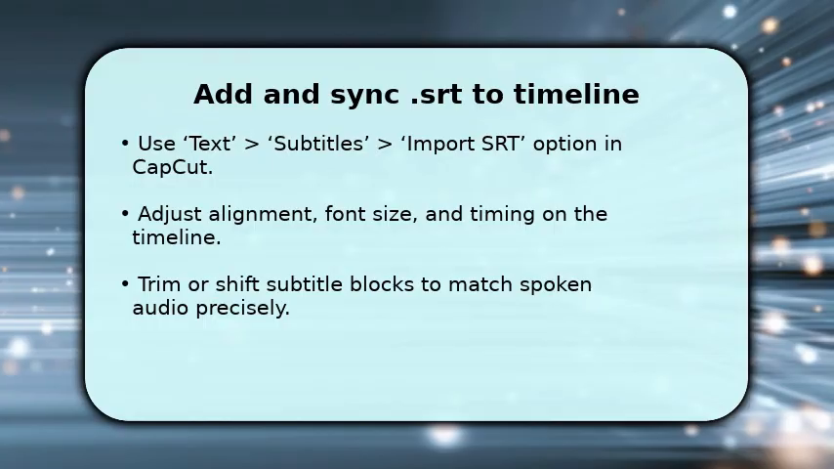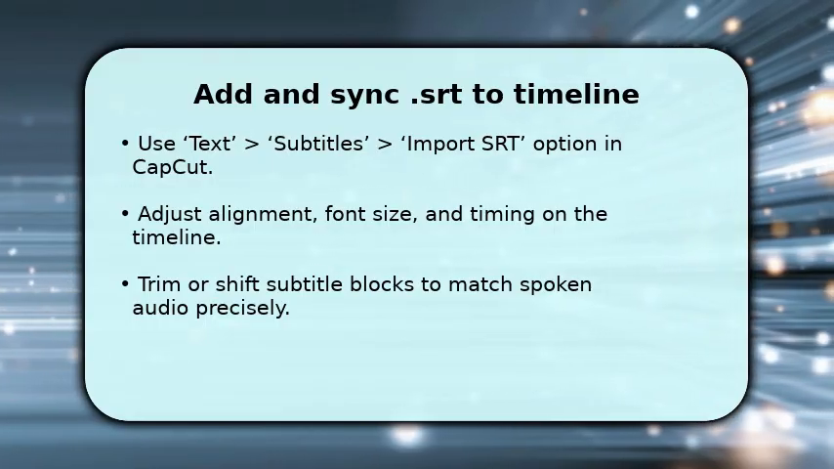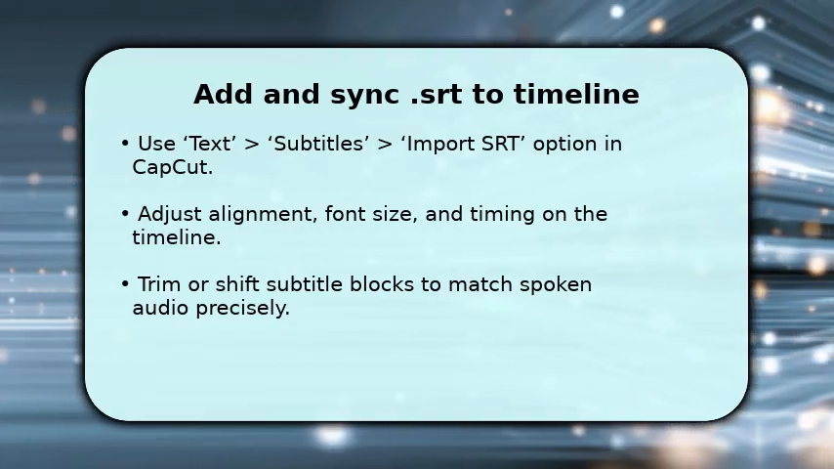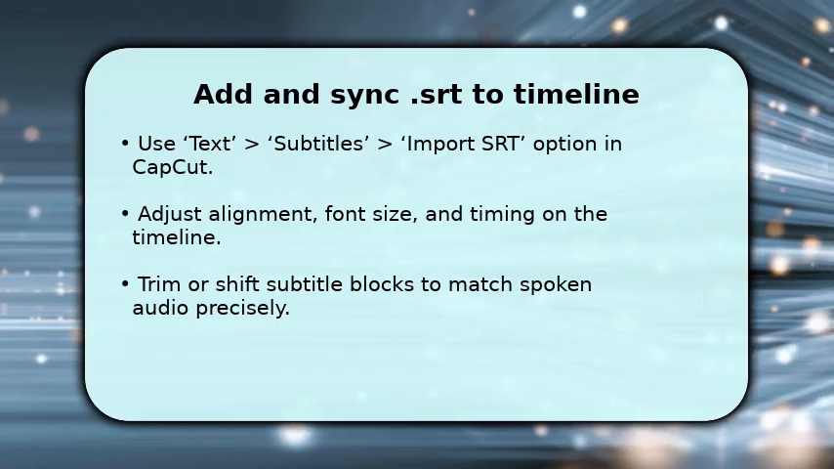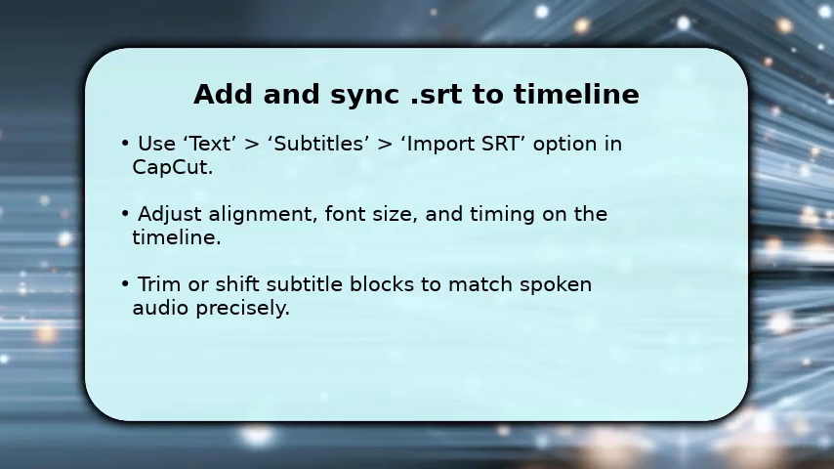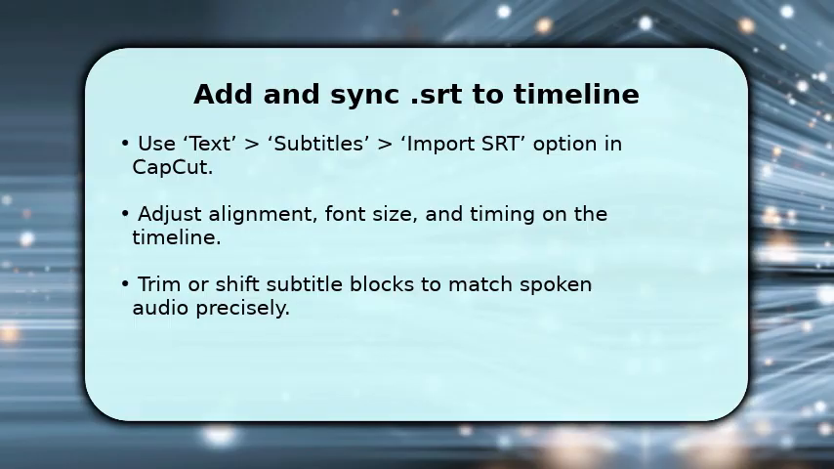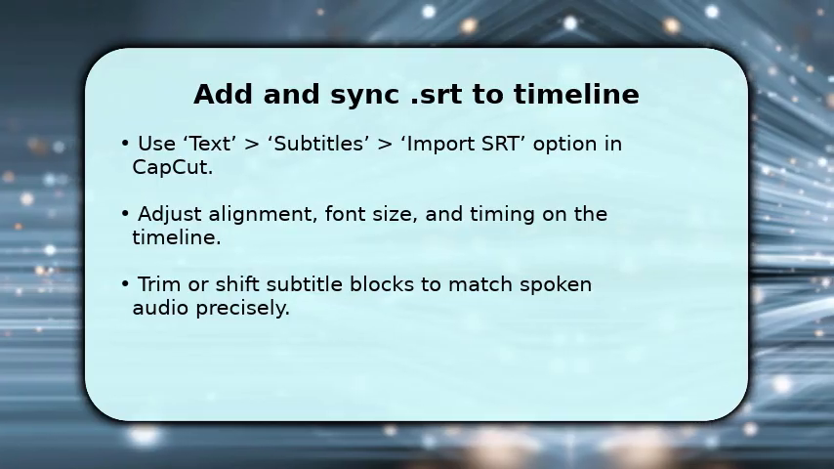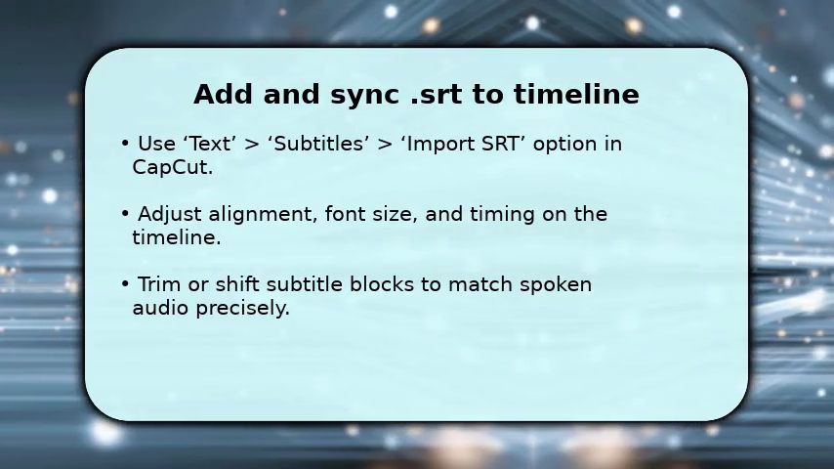You should inspect each subtitle block on the timeline and nudge clips to fix drift. Use zoom in for frame-level accuracy. Adjust style controls, font, size, color, background, and placement so text stays readable over your footage. Make sure to preview with audio on. If lines overlap, split or shorten entries in the SRT or within CapCut.